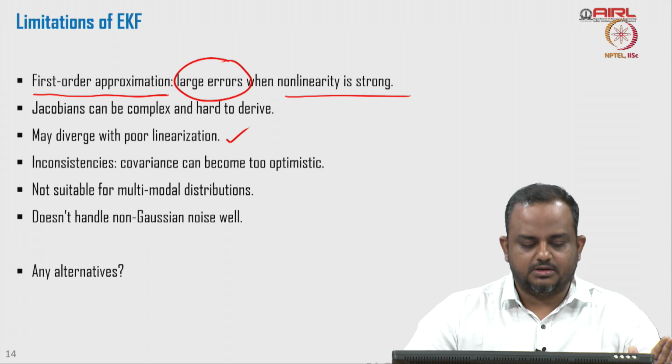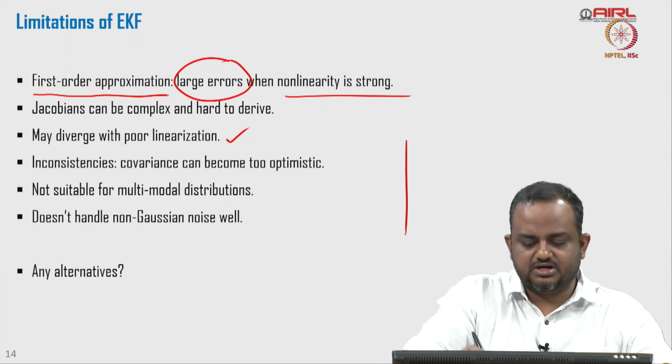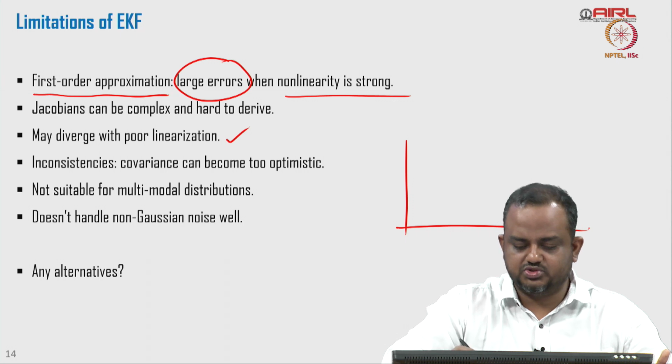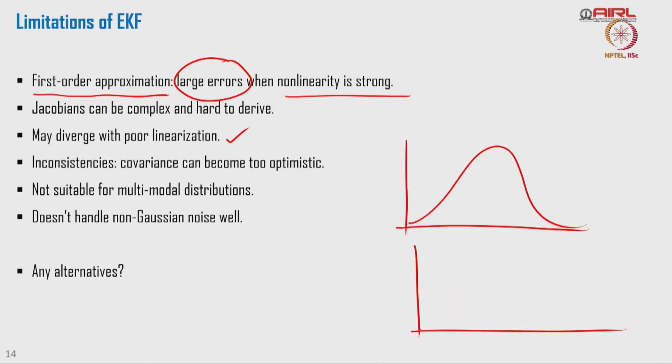Another important aspect of the extended Kalman filter is that it handles Gaussian noise well, as it was for the Kalman filter. Gaussian noise is a unimodal distribution like this, but when we have a multimodal distribution, something of this sort, then the extended Kalman filter does not work well. These are some of the limitations of the extended Kalman filter, and now the immediate question which comes to our mind is whether there are any alternatives. Yes, there are some alternatives.